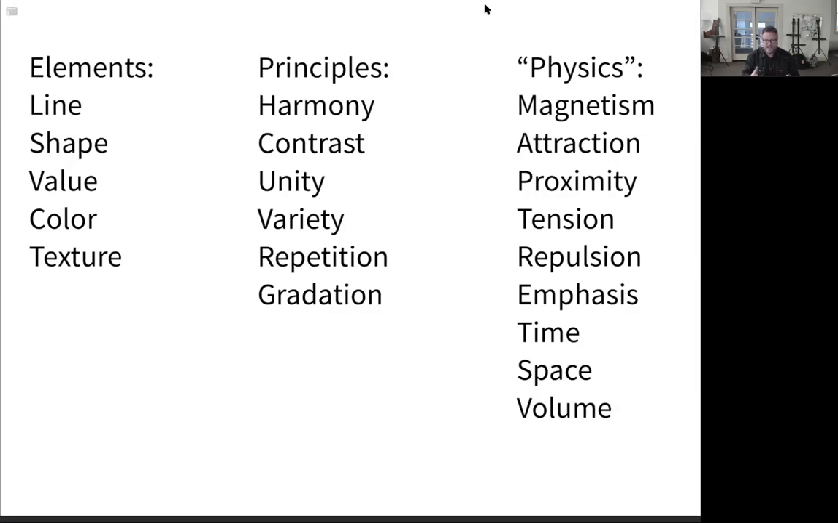The physics element of it is the interaction between the parts. It's not just the elements and the principles together. Now it's like, well, what happens if you have shape contrast, square to circle? How do they interact with each other? What if you have color variety?